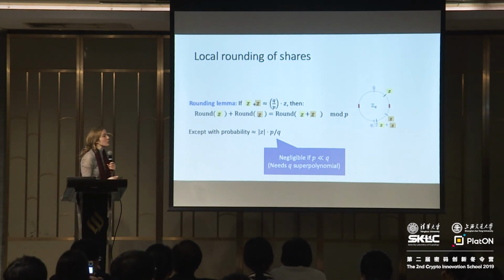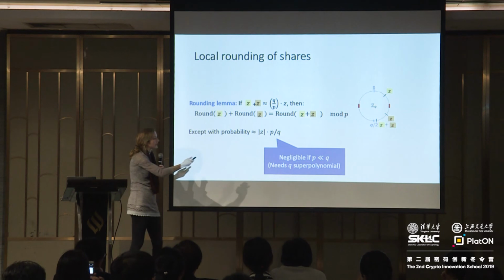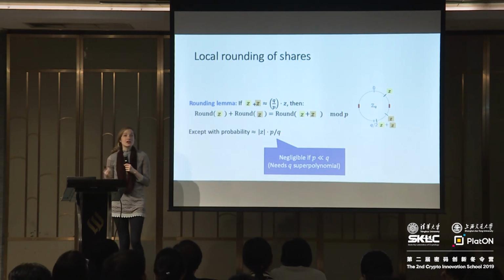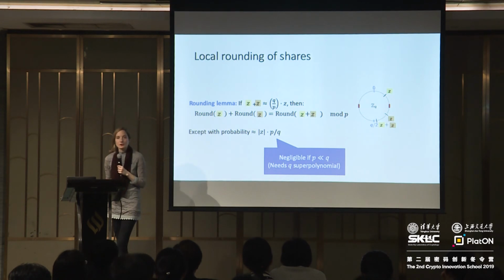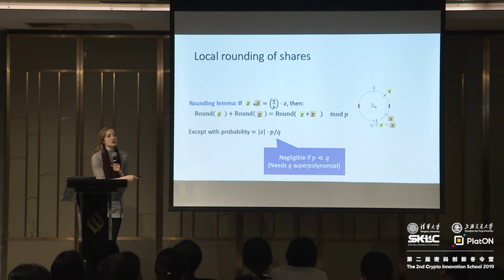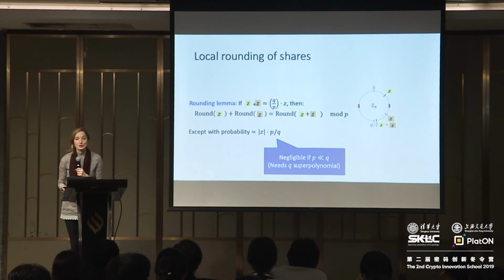So if you are in a setting where q is much bigger than p, then this error can be small, can be negligible. As a caveat, this does require, and in fact our final solution has, a superpolynomial size modulus. This is something to try to remove.